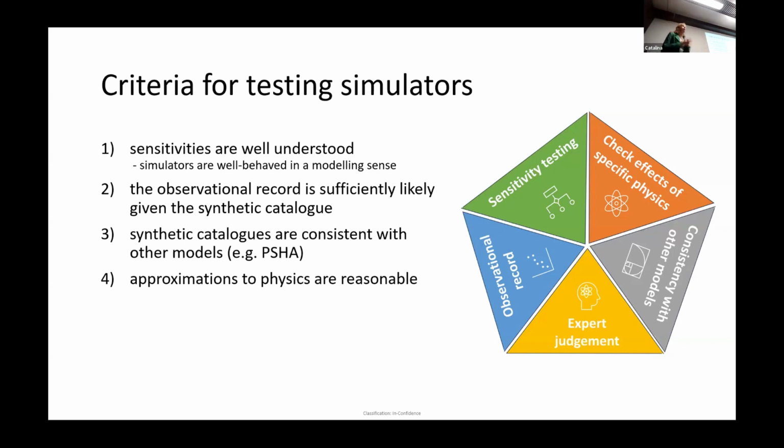Approximations to the physics are reasonable. So as I mentioned, we simplify some of the physics. So there's a question around how much that changes what the outputs actually are, and how much of an impact it actually has. And this idea that we should have expert agreement that things look reasonable leads to the question of whether we've actually improved things, or whether we've just come up with a more complicated way of getting expert elicitation to be the approach we use to determine what's a plausible earthquake.